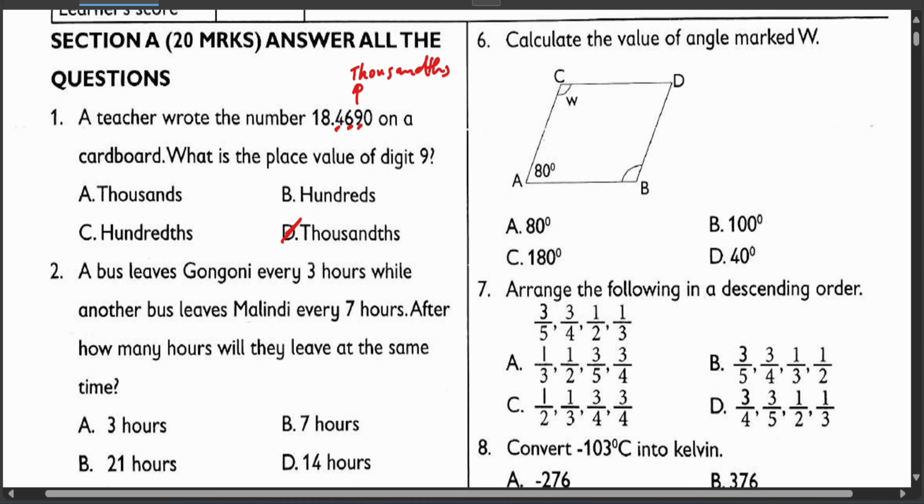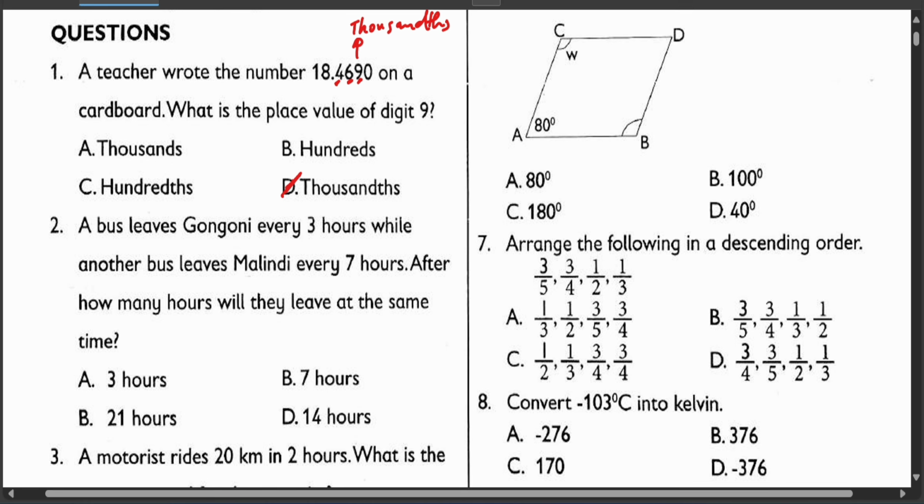Question 2, a bus leaves Gongoni every 3 hours, while another bus leaves Malindi every 7 hours. After how many hours will they leave at the same time?